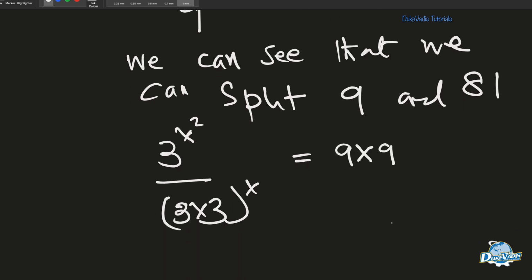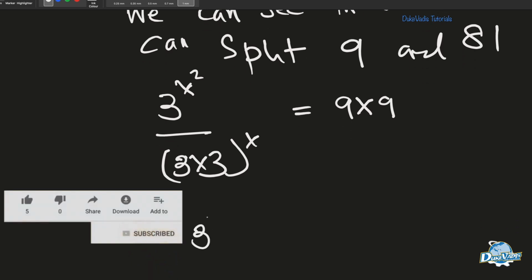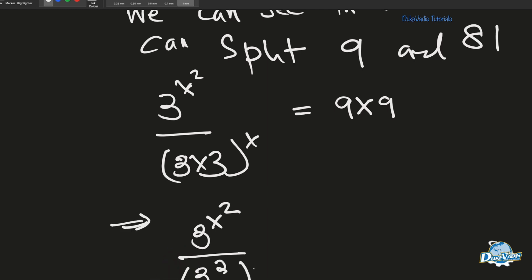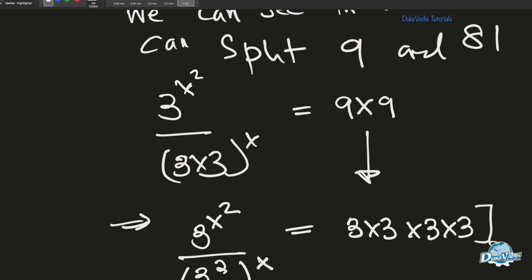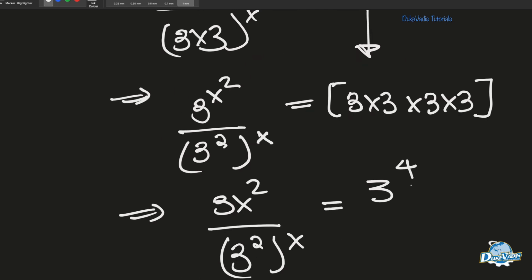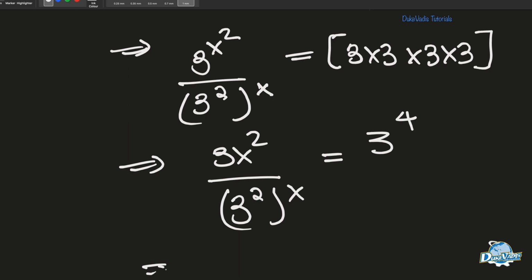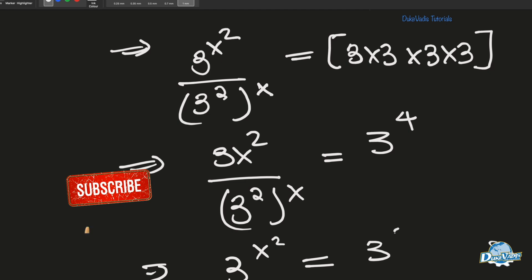Friends, so what do we do? We can see straight on that we can also write it as 3 raised to the power x squared all over 3 raised to the power 2, in bracket, x. And this 81, if we break it down further, we say 3 times 3 times 3 times 3. You see, basically, that's how it's supposed to be. Let's see. So 3 raised to the power x squared is now equal to 3 raised to the power 4.